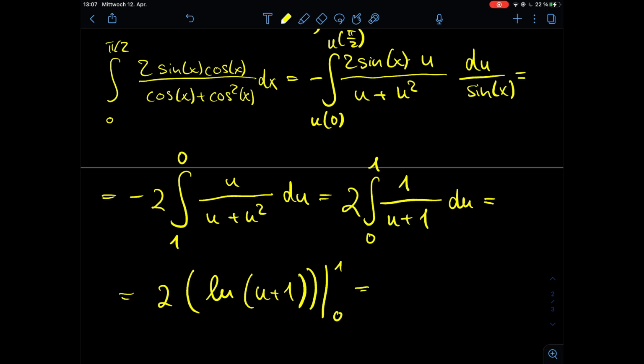So if we plug in 0, we have the natural log of 1, which is 0, and if we plug in 1, we get the natural log of 2. So the whole result in the end is 2 times the natural log of 2.